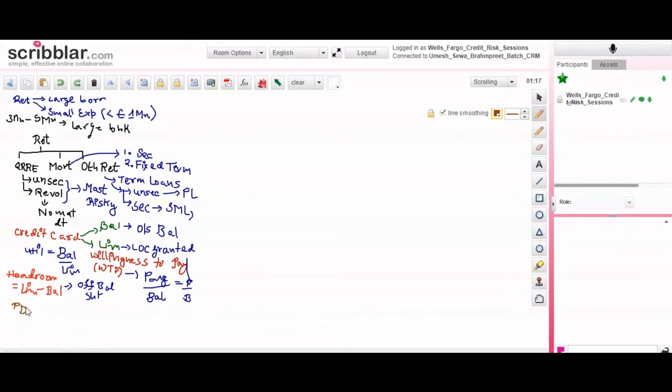So probability of default has two values, and it's a dichotomous business problem that we are in over here. What we want to find out is whether a borrower defaults in the next 12 months or they do not default. So I use a dichotomous flag which states y equals 1 if the borrower defaults in the next 12 months.